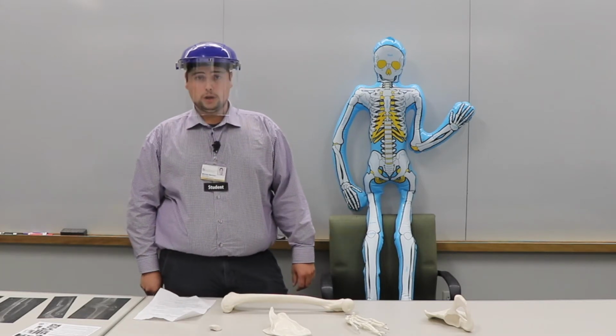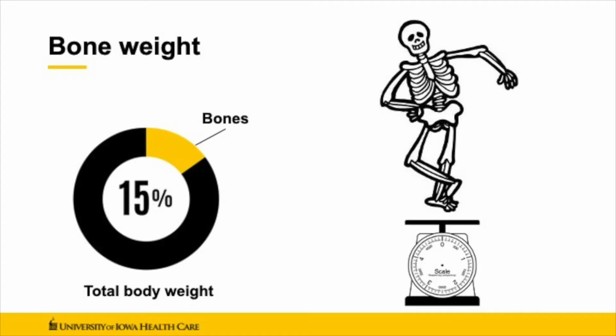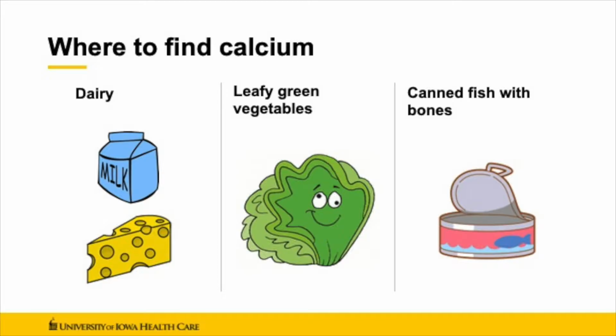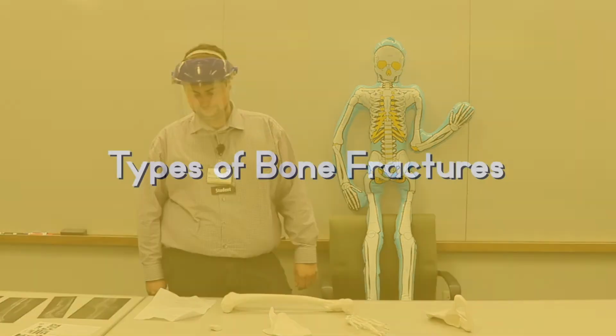Now all of these bones take up some weight in your body, and that is about 15%. Bone is one of the two organs in your body that can completely regenerate over time. The other is your liver. In order to do that regeneration process, your body needs an element called calcium. Calcium is found in dairy, so milk and cheese, as well as some leafy green vegetables and canned fish with the bones in.